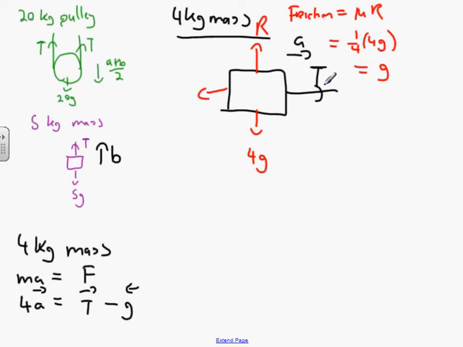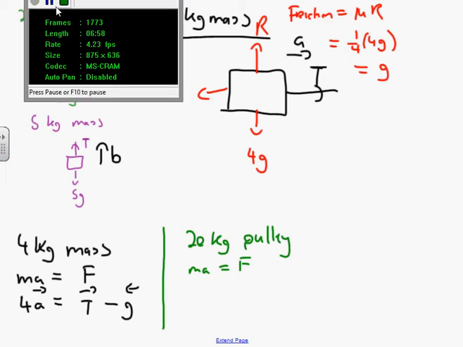Now you're on your second equation for the 20 kilogram pulley. So, 20 kg pulley. How do you go about doing this? Is it going up or down for a start? So it's MA equals F. It's going to be 20 times. What's your question? How did you get the acceleration?